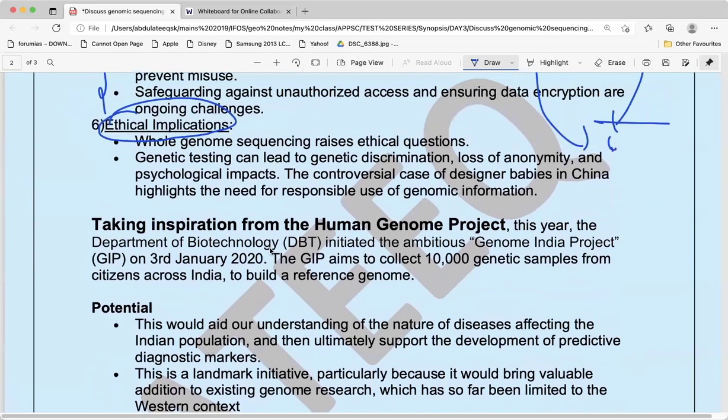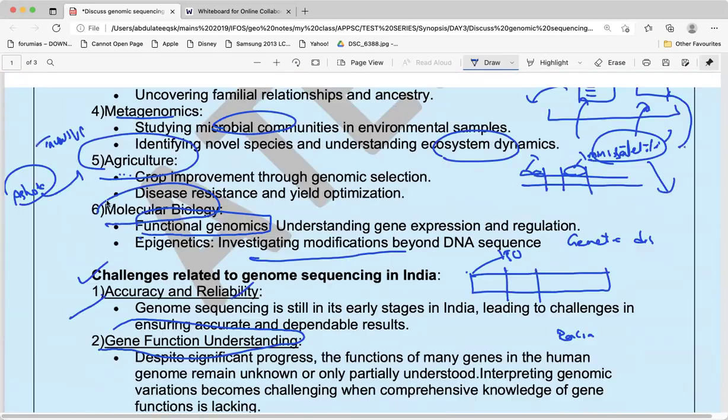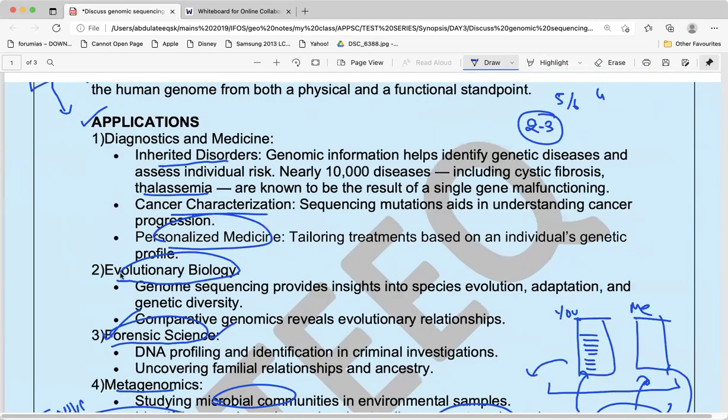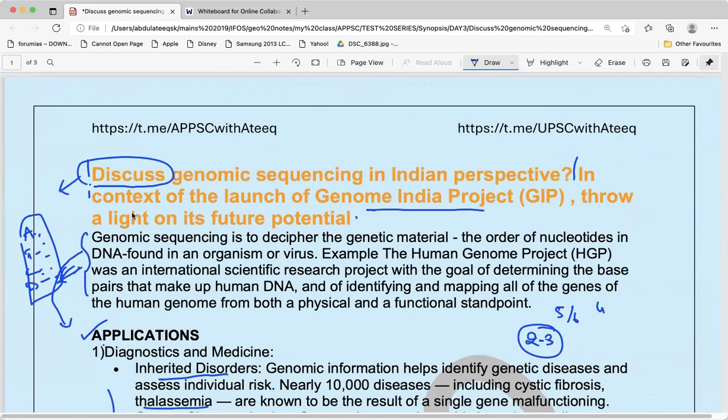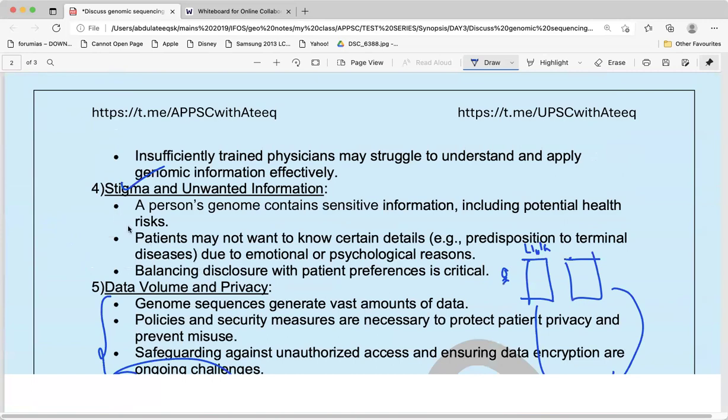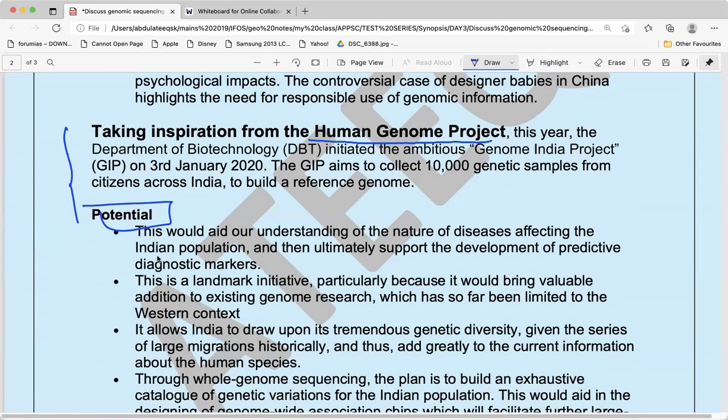Especially in India, we are also doing this human genome project. Now here, I'm talking more about the potential of India. Earlier, in general, I spoke about the applications. Now, what is its potential? The second part of the question: in the context of the launch of the Genome India project, throw light on its future potential. Please see, guys, I'm using the same thing as a heading. Potential. So what is the potential?